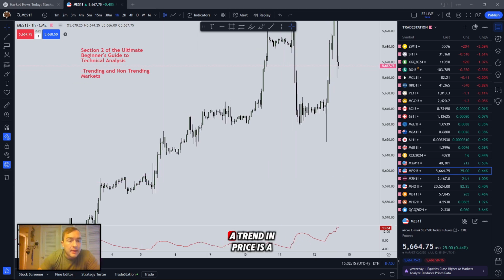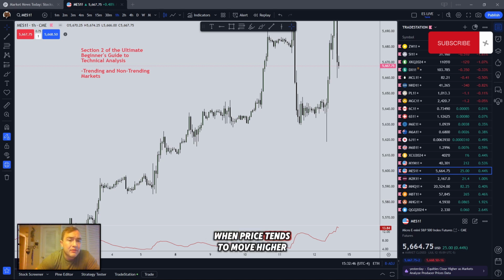Broadly speaking, a trend in price is a tendency for price over any given period of time to tend to move in one direction, either up or down. So whenever you're looking at a chart here, all you're looking at is changes in price over time. Okay, so the x-axis there at the bottom of the screen is time, and the y-axis is price. All you're looking at is changes in price over time.